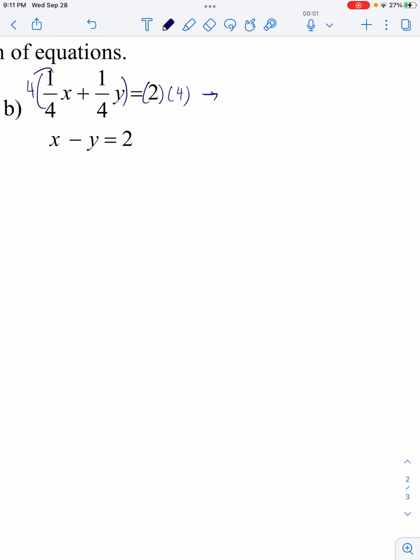So 4 times 1/4 x is just x. 4 times 1/4 y is just plus y. And then that equals 2 times 4, which is 8, okay? So that's the first thing I'm going to do here. So I got these two equations, okay?